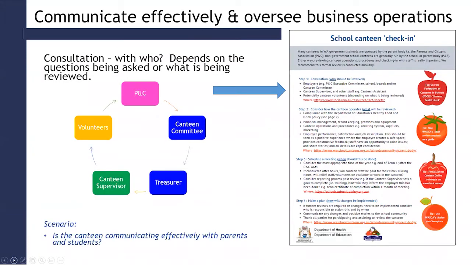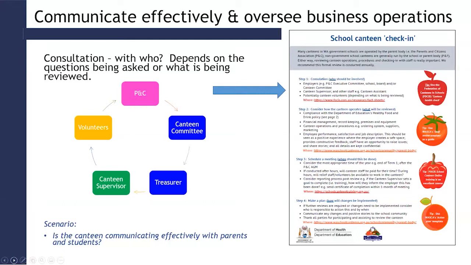So what we wanted to do to make this template a multi-purpose thing and help you to be able to use it was to work through a scenario. Our scenario is really about the canteen communication, and to ask the question of whether the canteen is communicating effectively with parents and students. One area of compliance with the healthy food and drink policy is that communication should happen at least twice a term with the school community in the form of a newsletter or Facebook post.